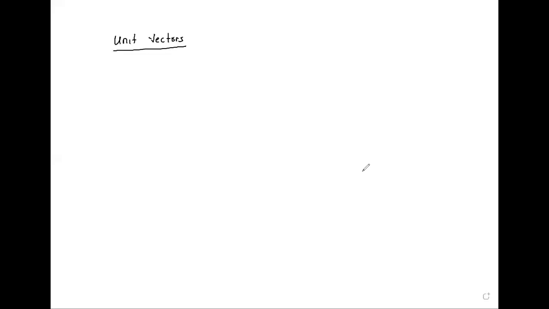So a vector is said to be a unit vector if its magnitude is 1. Okay. A vector is said to be a unit vector if its magnitude is 1.